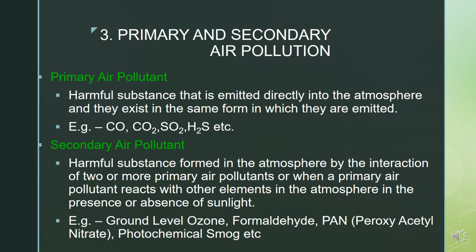Third one is primary and secondary air pollution. Primary air pollutants means harmful substances that are emitted directly into the atmosphere and they exist in the same form in which they are emitted, like carbon dioxide, carbon monoxide, sulfur dioxide, etc. Secondary air pollutants are harmful substances formed in the atmosphere by the interaction of two or more primary air pollutants, or when a primary air pollutant reacts with other elements in the atmosphere in the presence or absence of sunlight, like ground level ozone, PAN, photochemical smoke, etc.